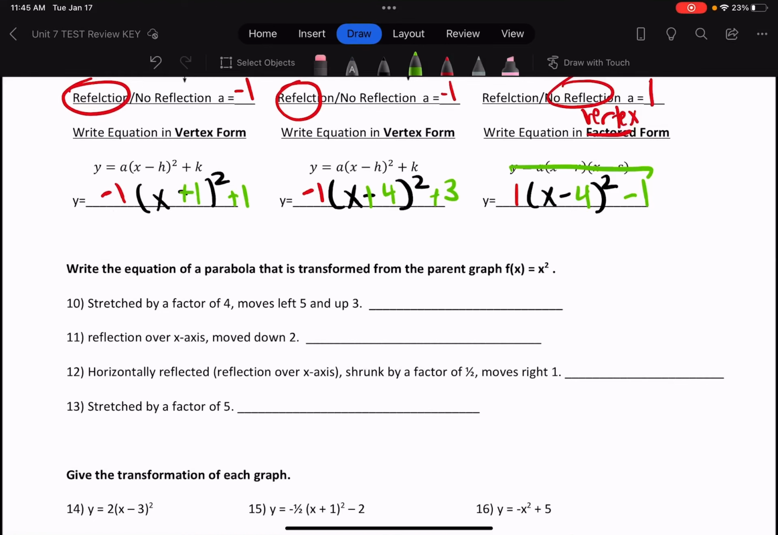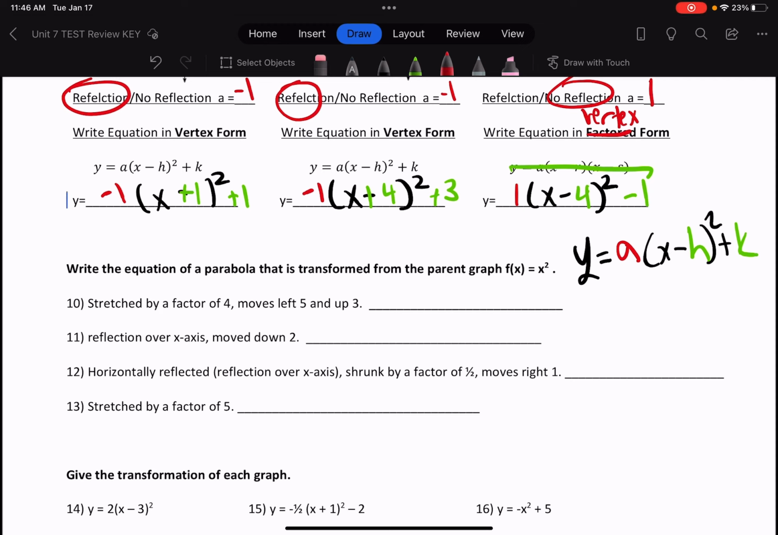Hey guys, it's Miss Adams, and we're still looking at our Unit 7 test review, and now we're going to move on to writing functions given the transformations. So first thing we need to point out is I need to write them in vertex form, which is y equals a multiplied by (x minus my h value) squared plus my k value, where my h and k values are coming from that vertex.